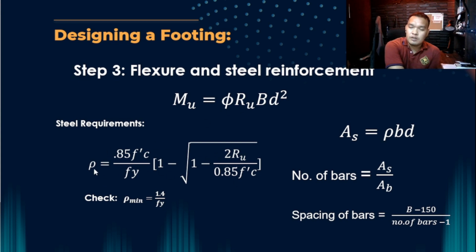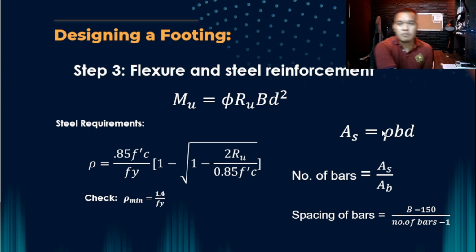After you get the rho, check it first against rho minimum. If rho is greater than rho minimum, use this computed rho. But if this rho is less than rho minimum, use rho minimum as your rho, or the ratio of your concrete and your steel, to get the value of area of steel, which is this. Area of steel is equivalent to rho b d. But the rho here depends, either this or this rho minimum.